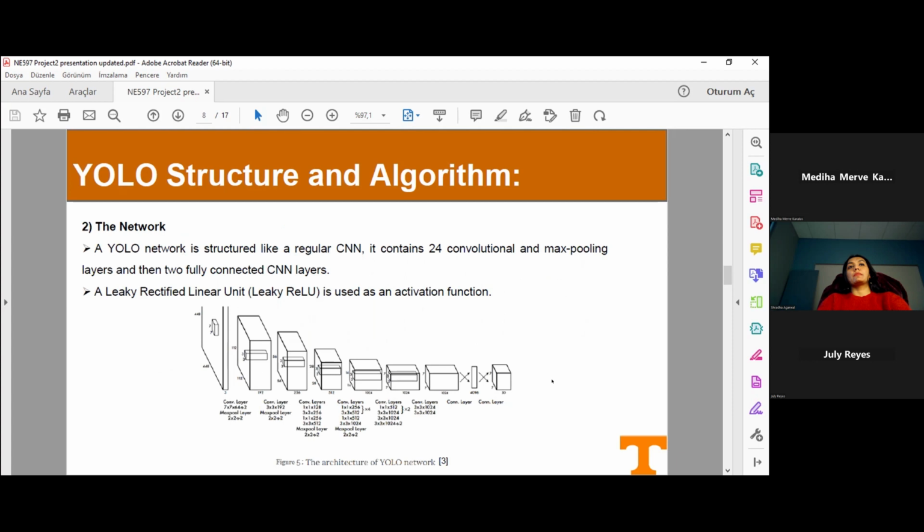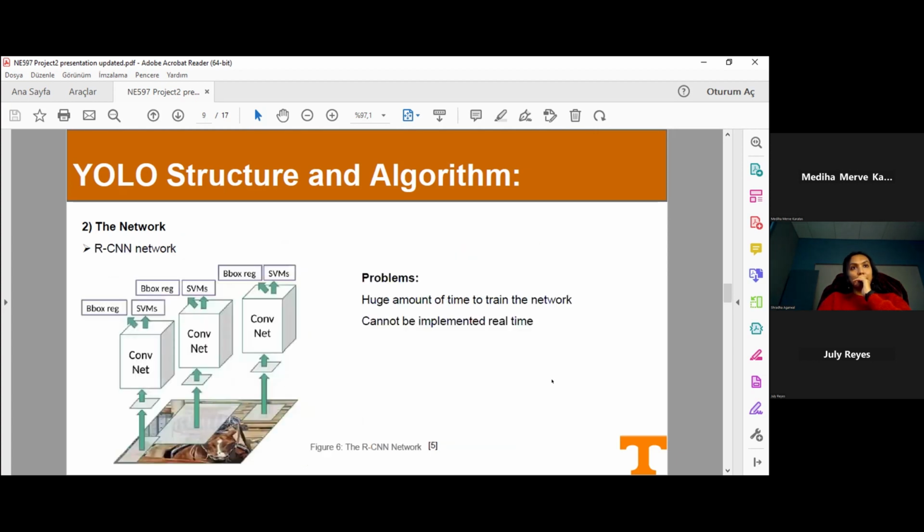The algorithm applies a single neural network to the full image and then divides the image into regions and predicts bounding boxes, as I mentioned before, and probabilities for each region. These bounding boxes are weighted by the predicted probabilities. YOLO is popular because it achieves high accuracy while also being able to run in real time.